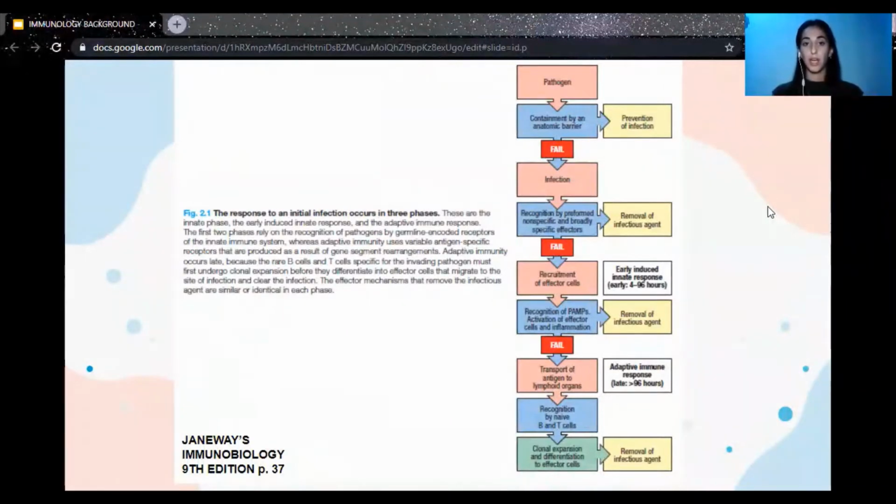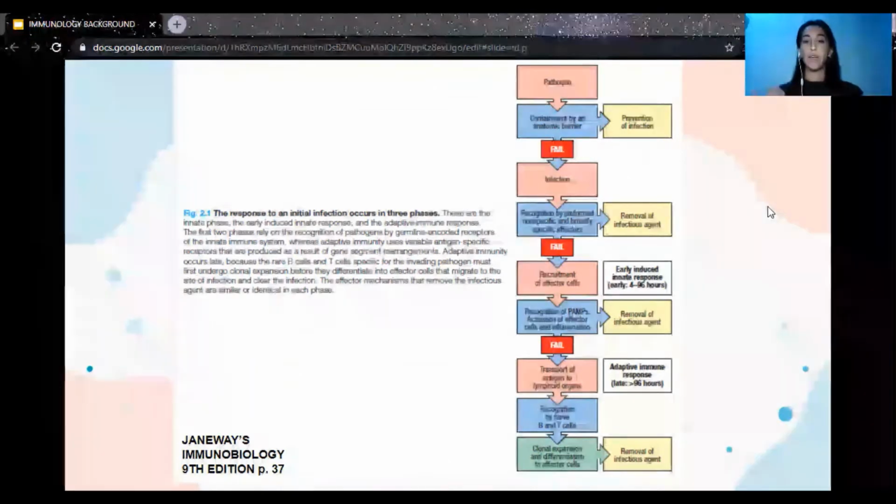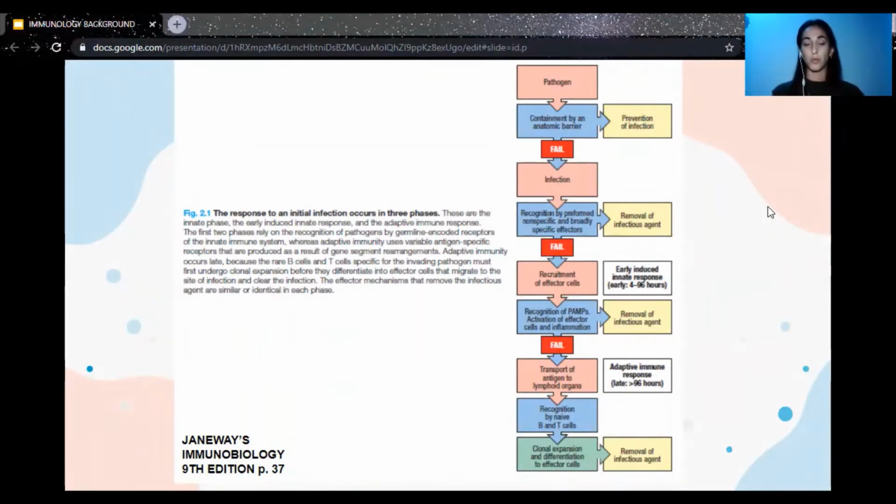So first, the pathogen has to overcome anatomic barriers. Then the innate immune response is going to be active. The adaptive immune response is also going to be active if the innate immune response is not enough. And afterwards, the adaptive immune response is going to trigger the later stage to actually develop all the actions the immune system can have against the pathogen.